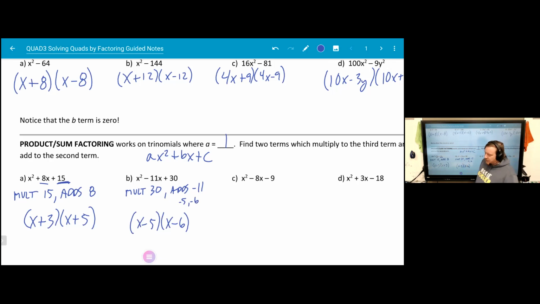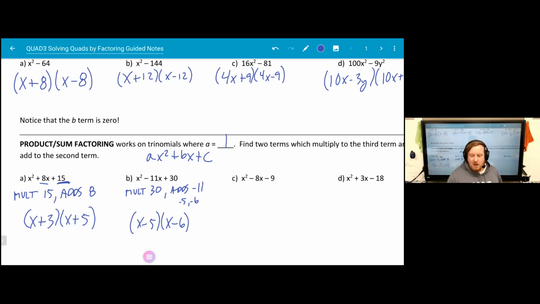Now here's what I want you guys to do. I know it's a lot. It's okay. Maybe it's the first time you've ever seen this, and that's okay. Remember what we're trying to do. What multiplies to the third number, the end value, in this case negative 9, and adds to negative 8. On D, what multiplies to negative 18 but adds to positive 3. So what I want you guys to try real quick is C and D. Go ahead, hit pause, give it a shot.